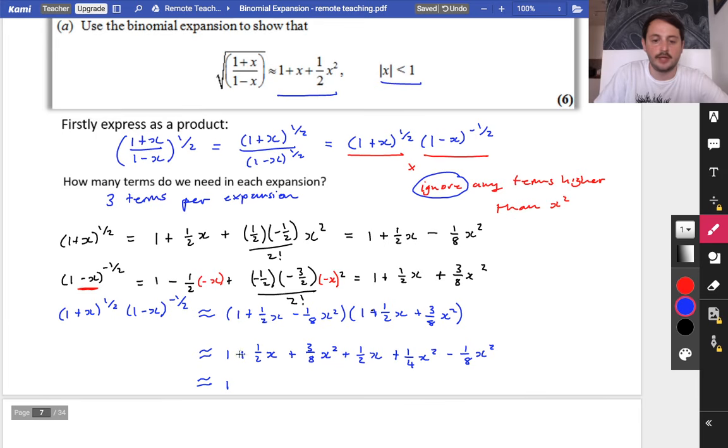So we've got the 1. We've then got 1/2 x plus 1/2 x is an x. And then I've got 3/8 x squared. So it's 3/8 plus 1/4 minus 1/8. And I'm hoping this is a half, and it is. Good. So I get plus 1/2 x squared.